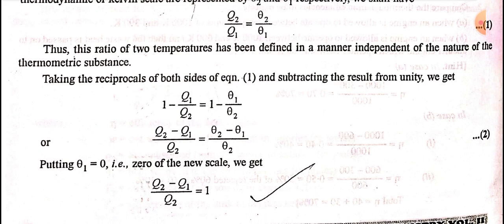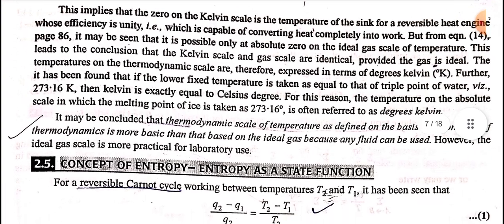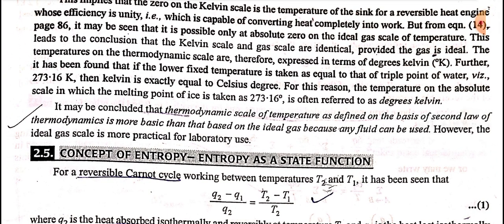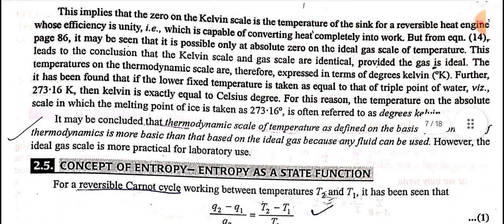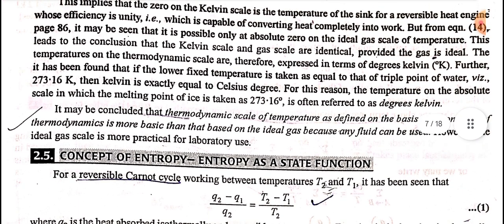Taking the reciprocals of both sides of equation, subtracting the result from unity, we get Q2 minus Q1 upon Q2 is equal to theta 2 minus theta 1 upon theta 2. Putting theta 1 equal to 0, that is 0 of new scale, Q2 minus Q1 upon Q2 is equal to 1. This implies that the 0 on the Kelvin scale is the temperature of the sink for a reversible heat engine whose efficiency is unity, that is, which is capable of converting heat completely into work.